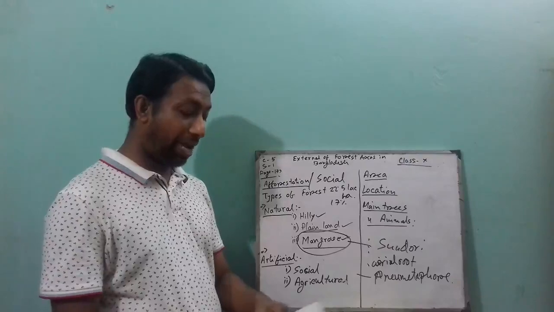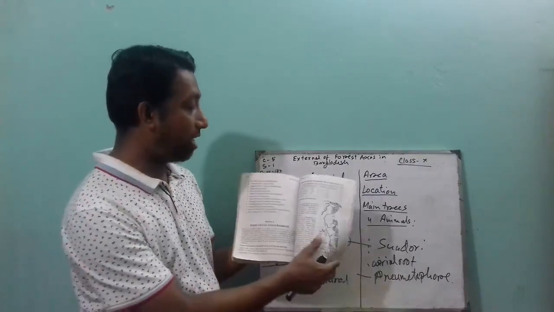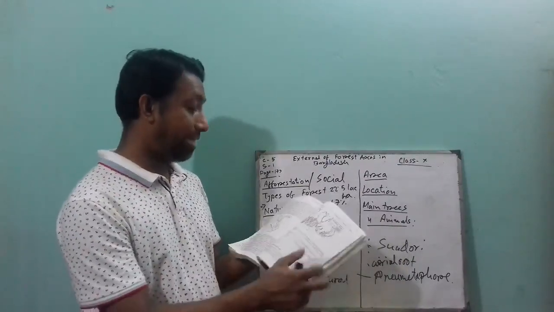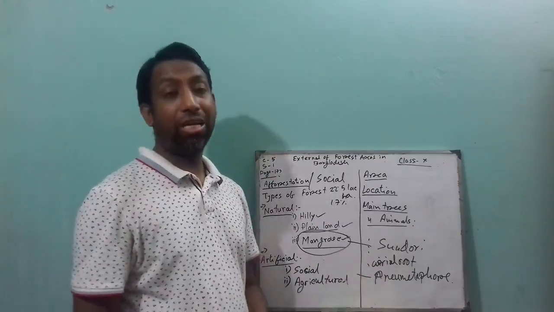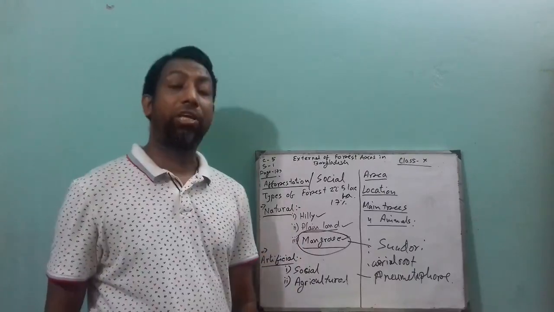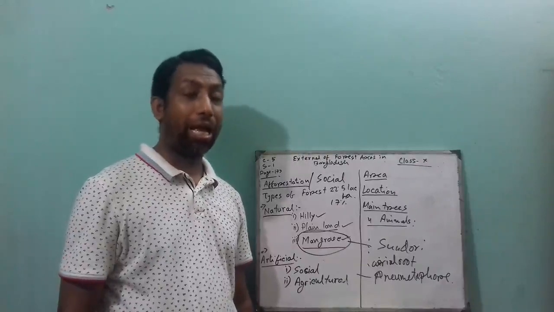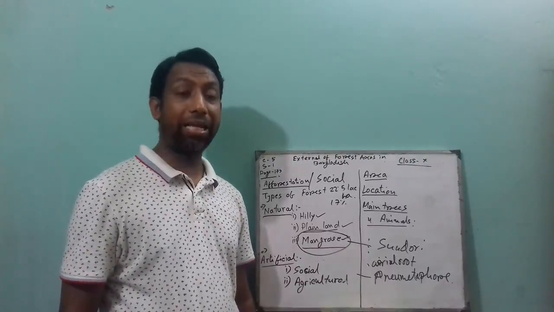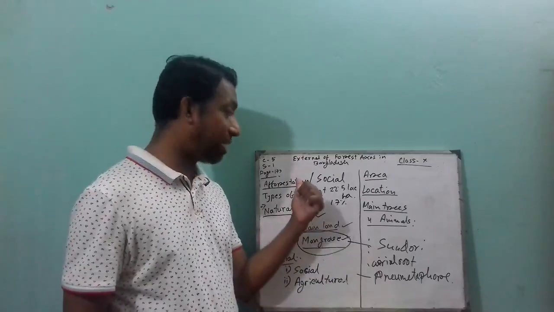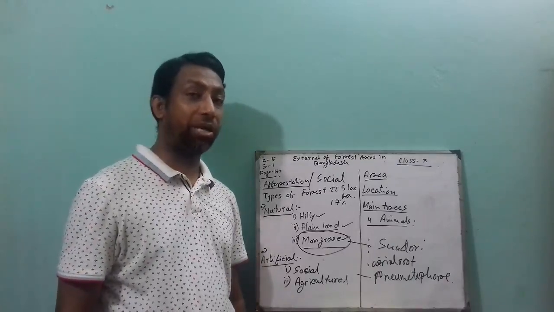So please read very carefully pages 179, 180, 181, 182 and 183. These pages are for the description of natural forests. I hope you will read this very carefully for MCQ and CQ. This is the end of part 1 of this lecture. I will conclude in the second lecture of this chapter. Thank you.